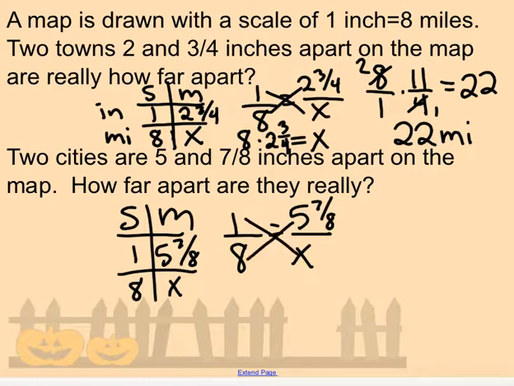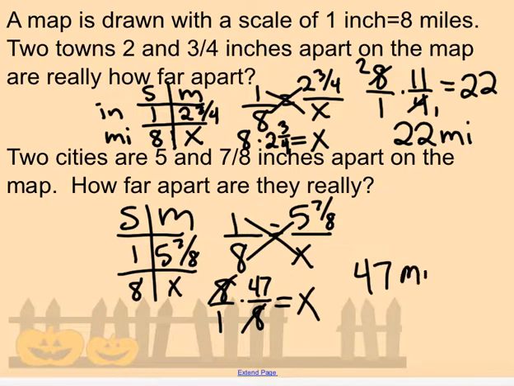And we cross multiply. X is equal to 8 over 1 times, well, 5 7/8 as an improper fraction is going to be 8 times 5, which is 40, plus 7, 47 over 8. The 8's cancel out, and we find that those two towns are 47 miles apart.